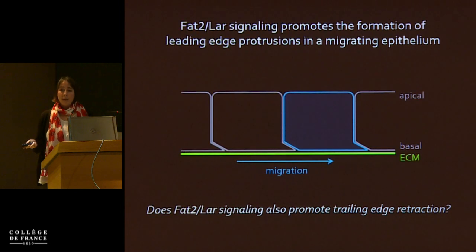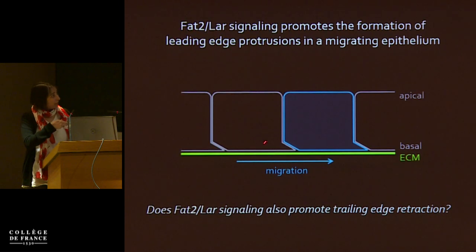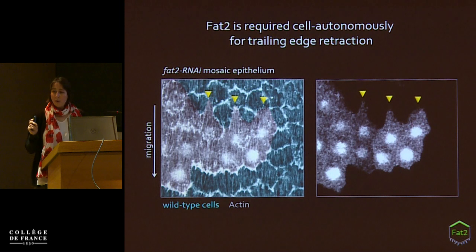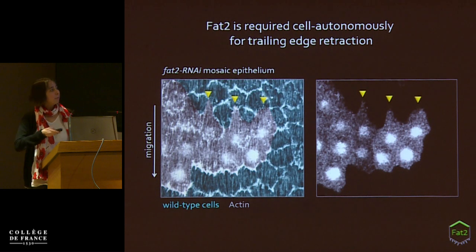Okay, so that gives us the protrusion side of this equation, but now the question becomes, do FAT2 and LAR also play a role in trailing edge retraction? So what I'm showing you now is once again a clone of FAT2 loss-of-function cells. In this case, we're using a FAT2 RNAi. And the thing that I'm doing that's different is we're filling up the cytoplasm of these cells with a fluorescent protein so that you can better appreciate their shape. And these FAT2 mutant cells form these long tails at their trailing edges.